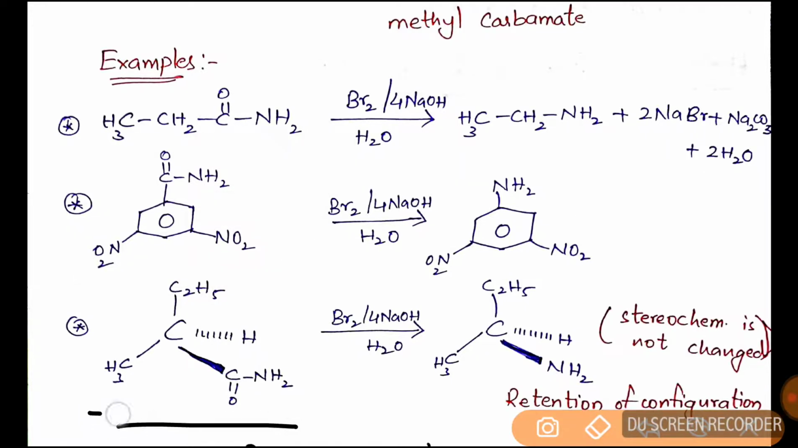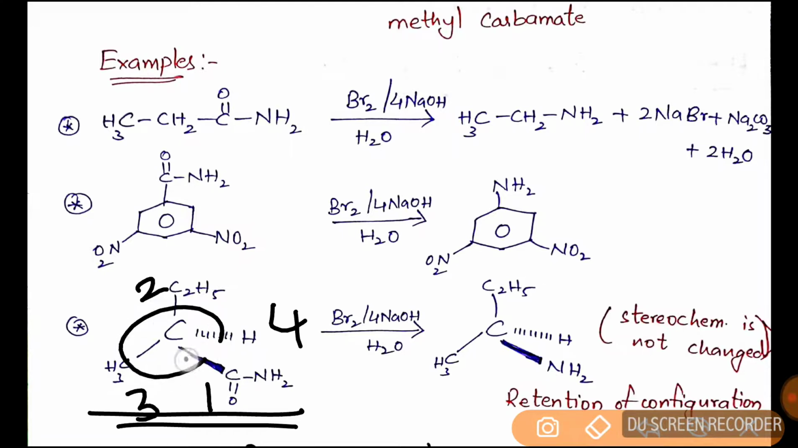In this third example, there is a configuration, guys. So we'll just assign this configuration. This is first preference, this is second, this is third, and this is fourth. And the configuration is, as it is anti-clockwise, S. So this compound is an S configured compound.